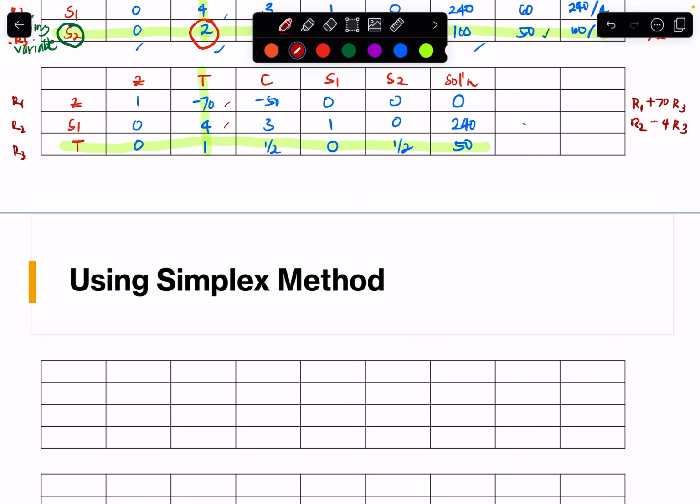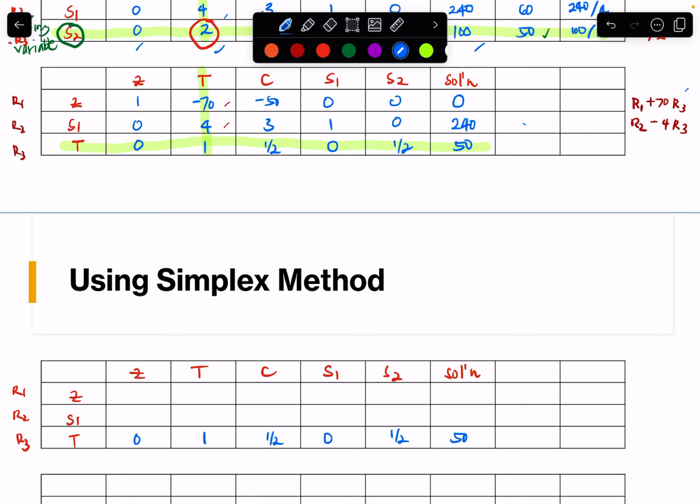Okay, so I'll rewrite that. So Z, C, S1, S2, solution, with R1, R2, R3. I'm just going to copy my pivot row. So 0, 1, 1 half, 0, 1 half, and 50. So I'm going to follow this formula.